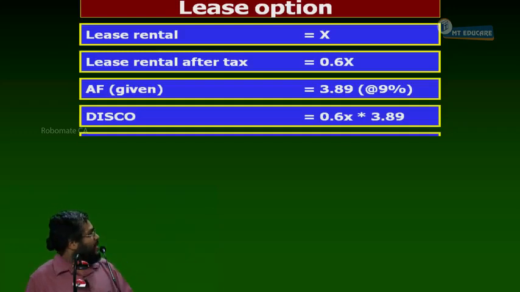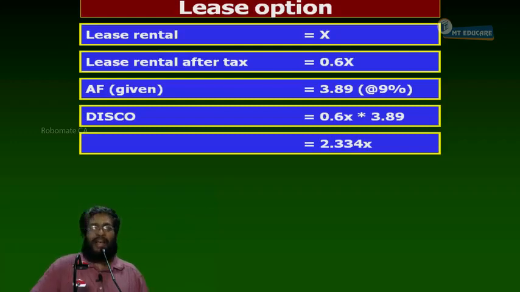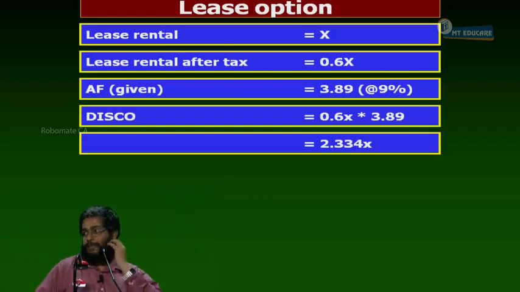Can I proceed? Tell me what is the number here? It is 2.334x. Discounted lease rental after tax is 2.334x. This should be equated to what? Loan option cash flow, yes or no? Write down.